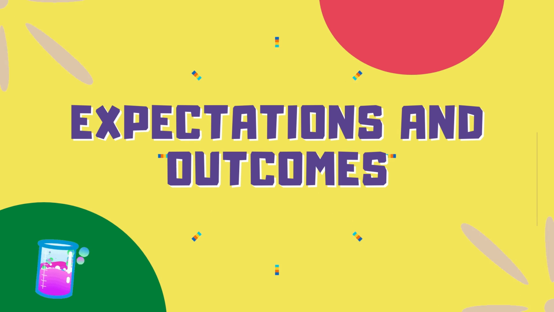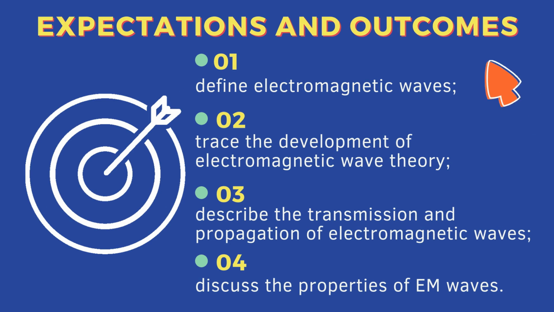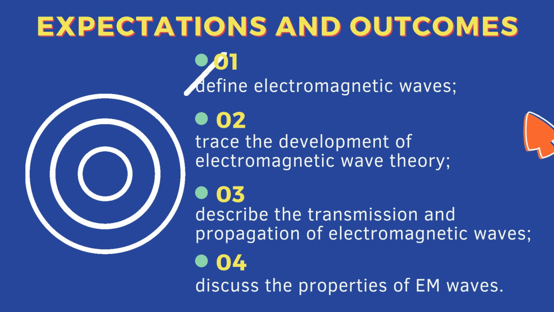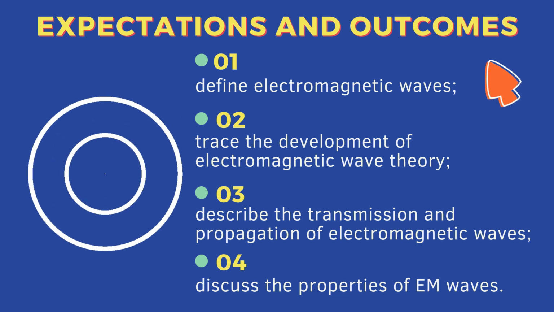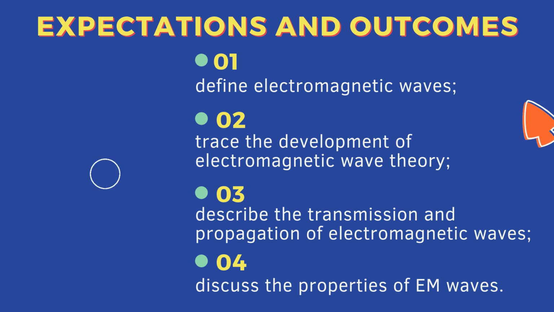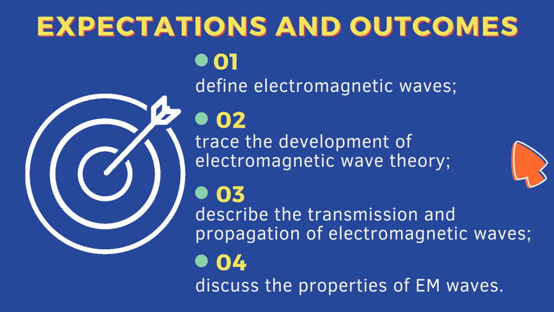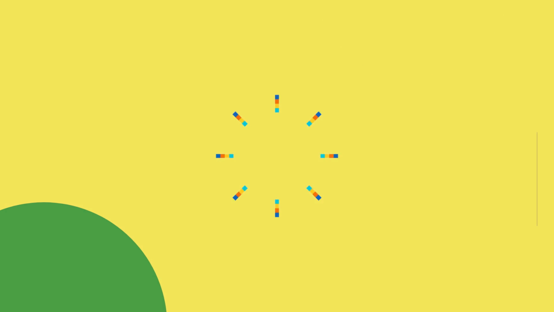Now, let us know the expectations and outcomes. 1. Define electromagnetic waves. 2. Trace the development of electromagnetic wave theory. 3. Describe the transmission and propagation of electromagnetic waves. And 4. Discuss the properties of EM waves.